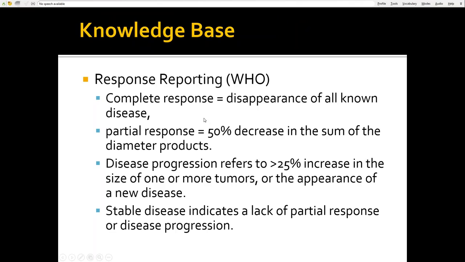So in addition, as a radiologist, which many of you are just going to be diagnostic radiologists, you have to know how to report the findings that you see. How do we grade, how do we characterize the lesions that have been treated, and what kind of response can we say was a good response, bad response? So there's different ways to evaluate these lesions. You can have a complete response, you could have a partial response. Partial response being about a 50% decrease in the sum of the disease. Disease progression refers to a greater than 25% increase in the size of a tumor or the appearance of new disease. And stable disease is basically a lack of response or disease progression.